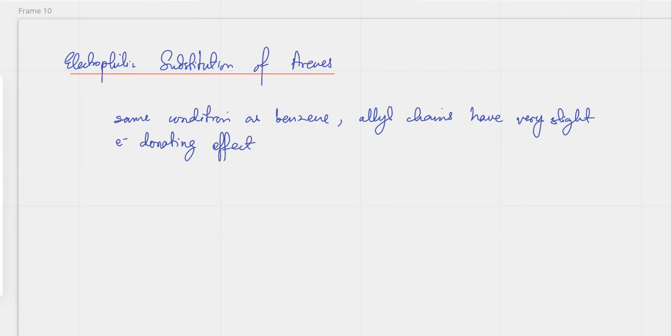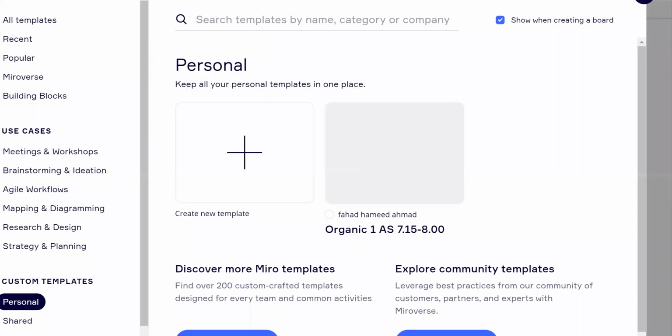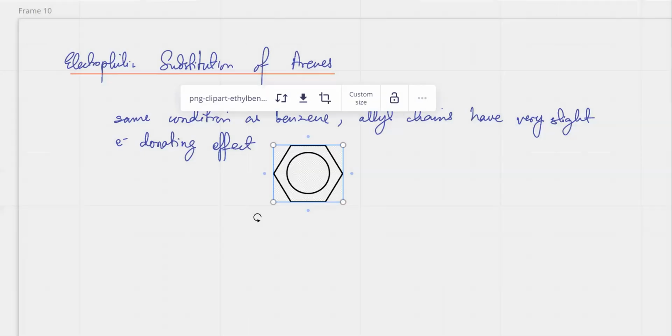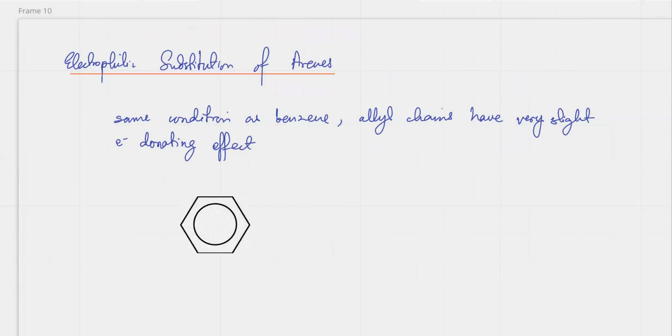So they've got a very slight electron donating effect. So for example, let me take that. It's going to be kind of the same reaction, like you do bromination. You react this with bromine, and there's a carbon chain attached. So the reaction would be faster compared to normal arenes, or just very slightly faster.